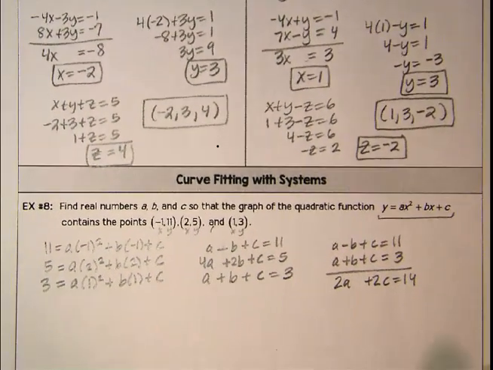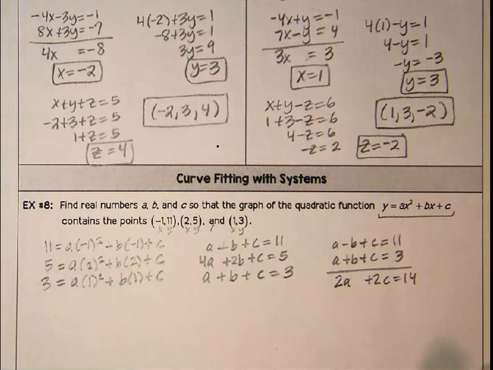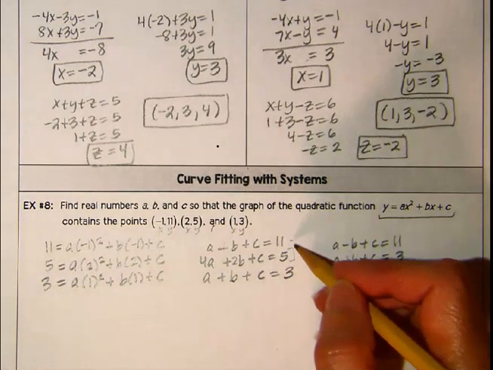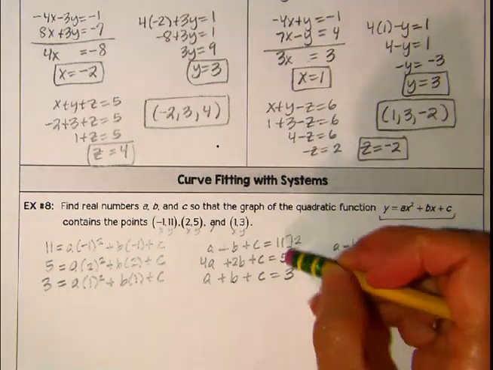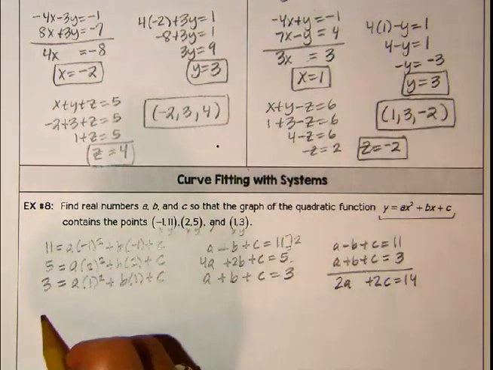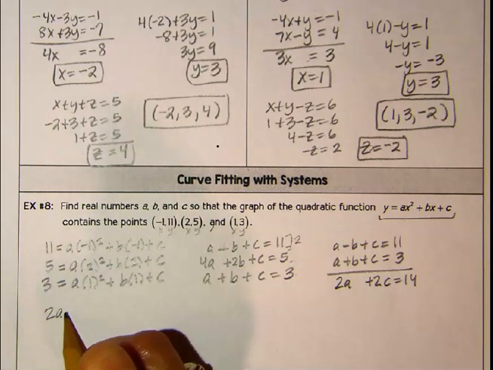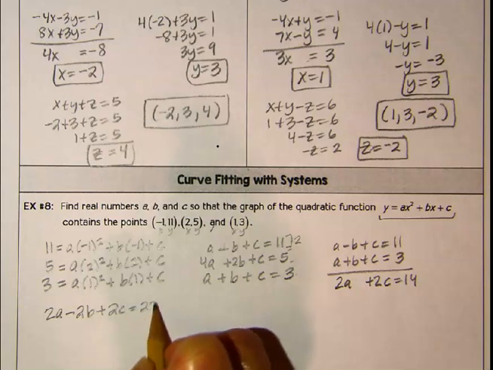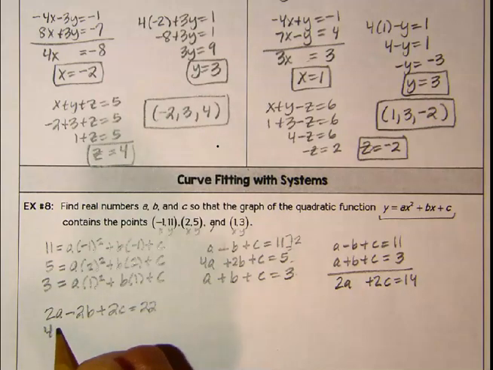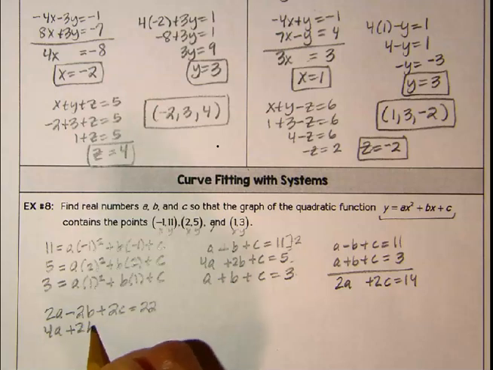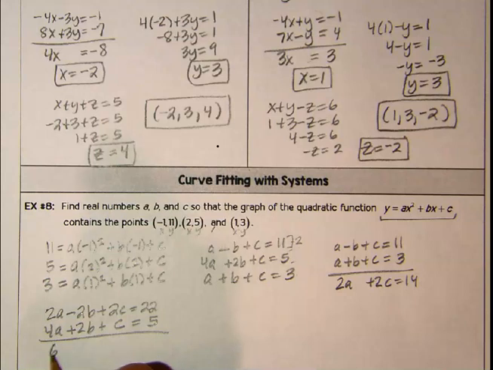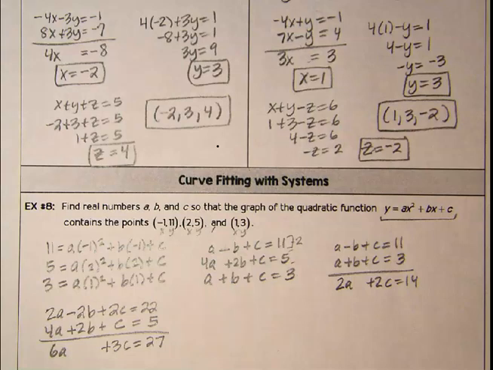Now I'm going to use that same system, but now I'm going to cancel the b of 2 different ones. I did the top and the bottom, so now I'm going to do these top 2. So I'm going to multiply this one by 2 and use the top 2. So that would give me 2a minus 2b plus 2c equal 22. Don't forget to go all the way across there when you're multiplying by something. Okay, so if I add those, it gives me 6a plus 3c equal 27.